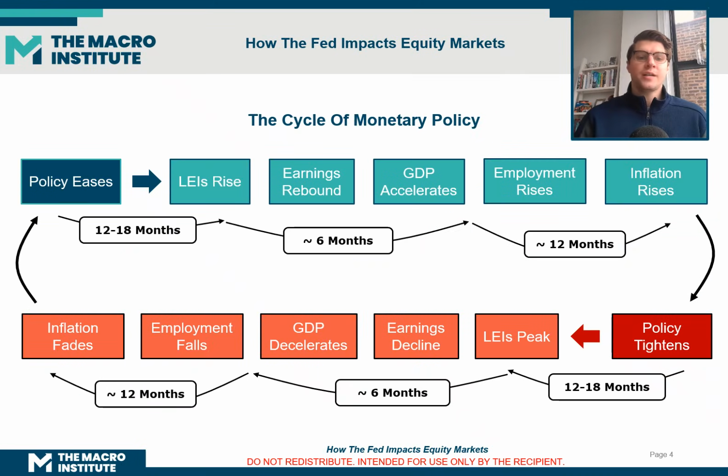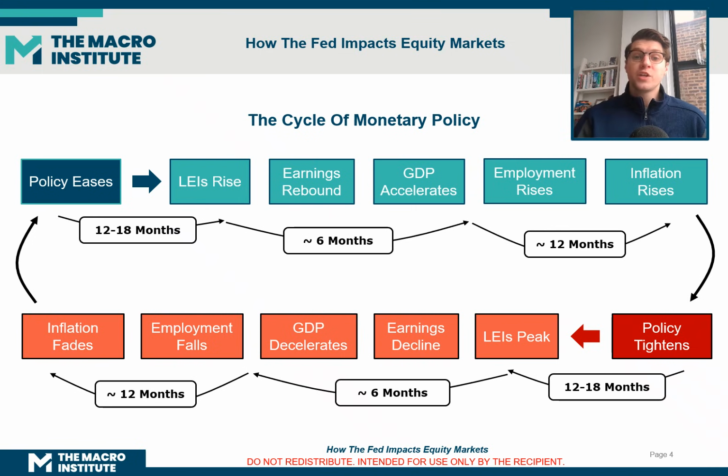So the cycle of monetary policy. We're going to start in the top left. So the Fed cuts rates. At that point, proxies of growth like LEIs tend to rise. Earnings rebound. GDP accelerates. As you can see, there's some lags between years and months. Employment tends to rise. So as GDP is rising, growth is rising, optimism is rising. Companies start hiring more and more people. Inflation then slowly starts to rise. So it's a balance. The employment market's getting better, but inflation is starting to rise.